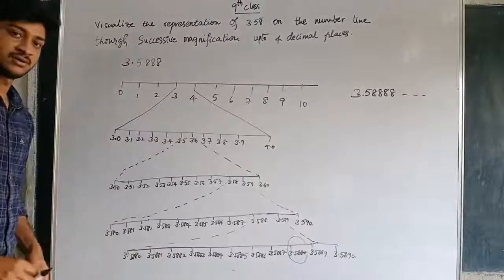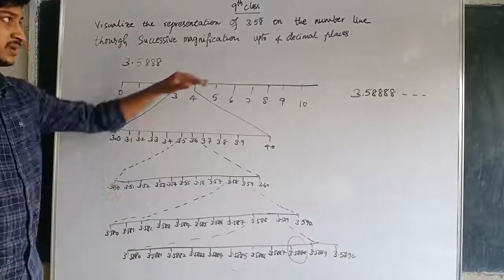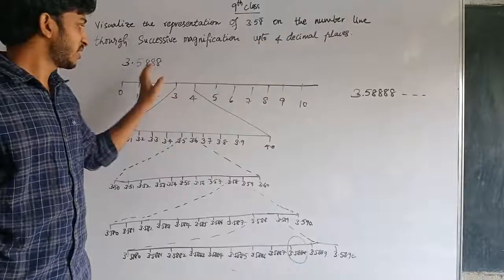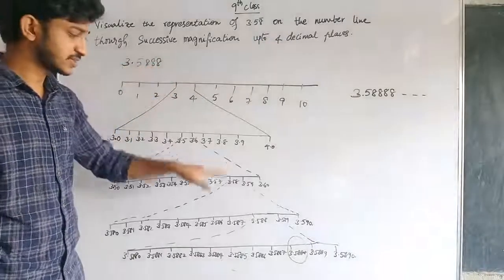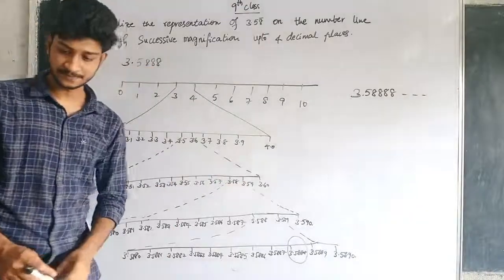So represent this. Here it is asking for 4 decimals only. We represent the 4 decimals: after the decimal point we take 4 digits and represent it like this. Okay, children.